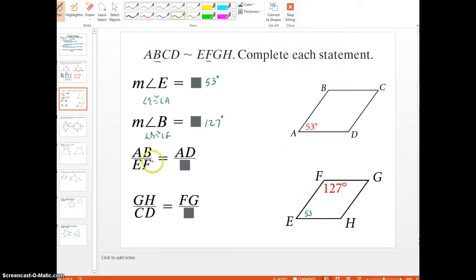Now, AB to EF is equal to AD to, when I look at the similarity statement, AD goes with EH. Therefore, AB to EF equals AD to EH. Then, GH to CD equals FG to BC. And those are the statements you need.